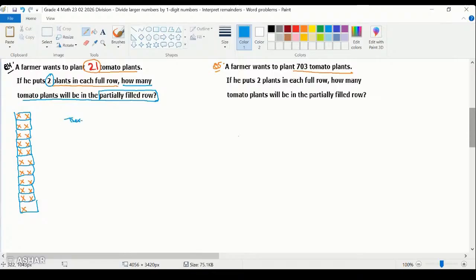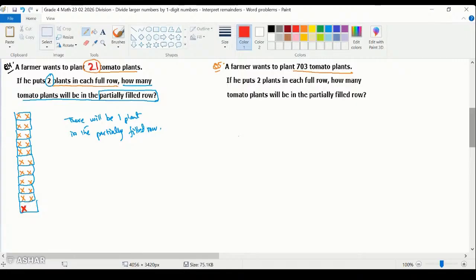How many tomato plants will be there in the partially filled row? There will be 1 plant in the partially filled row. Agreed? Do we agree on this? Because this row has only 1 plant left, right? Because it does not have a pair.